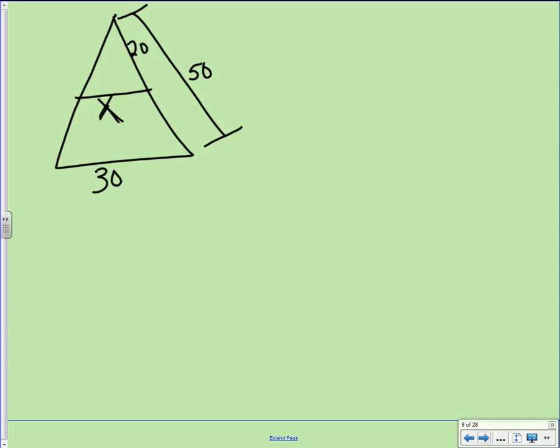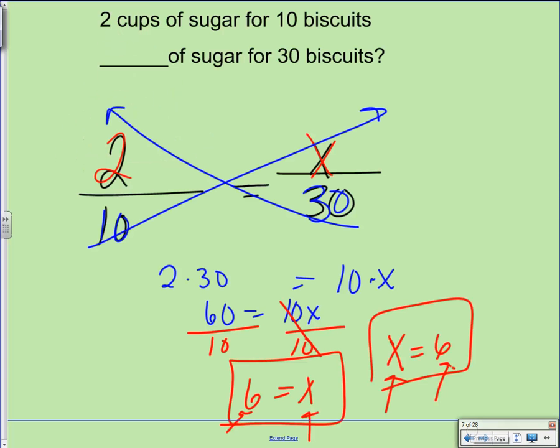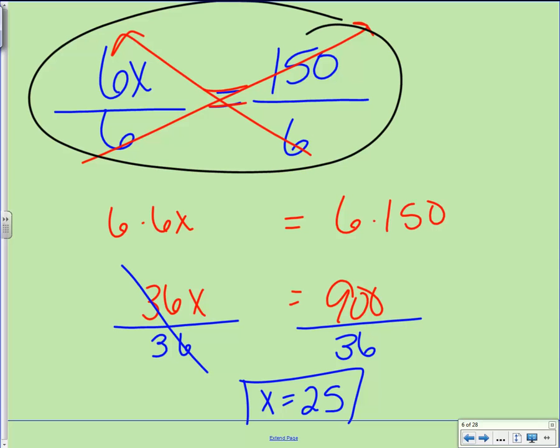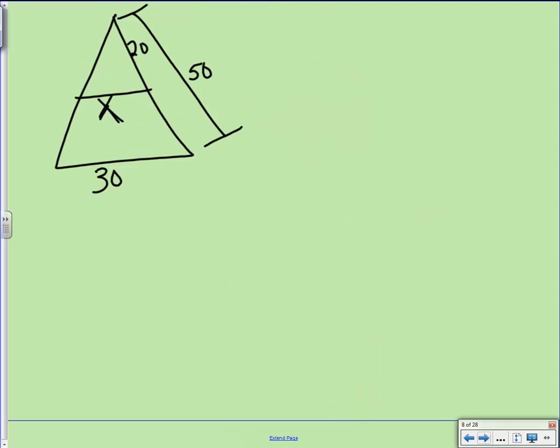Okay, whether you know it or not, these are two proportions. They are everything that you had in a problem like this, they just look a little bit different. Okay, so let's look at this again.